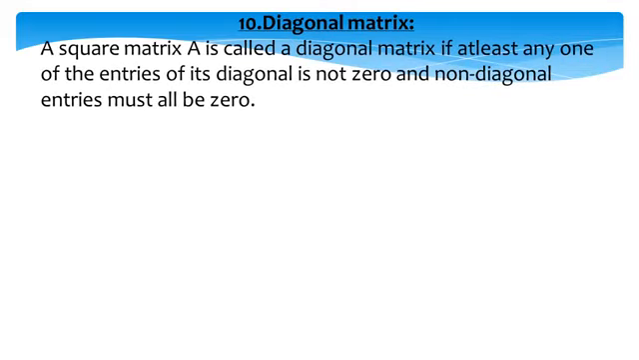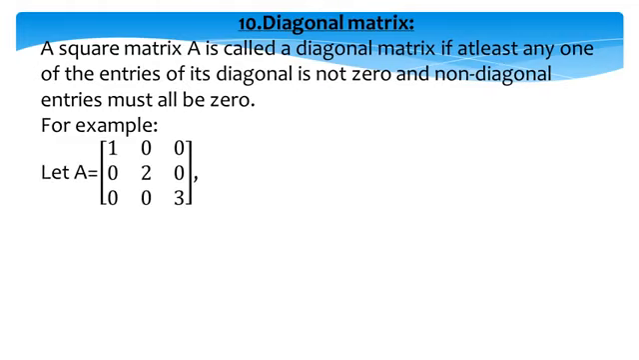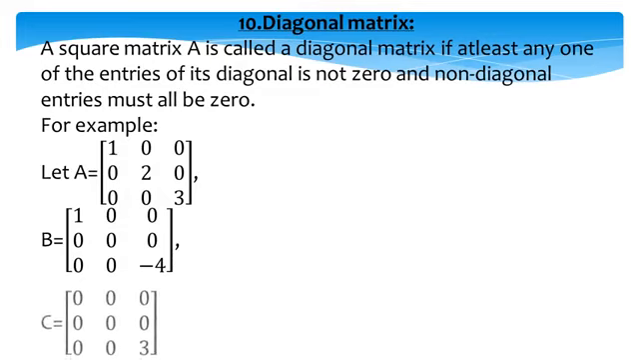Type 10. Diagonal matrix. A square matrix A is called a diagonal matrix if at least one of the entries of its diagonal is not 0 and the non-diagonal entries must all be 0. For example, let matrix A have diagonal elements 1, 2, 3 and other elements 0. Example 2. The diagonal elements are 1, 0 and minus 4 and other elements are 0. Example number 3. Matrix C has diagonal elements 0, 0 and 3 and other elements are 0.